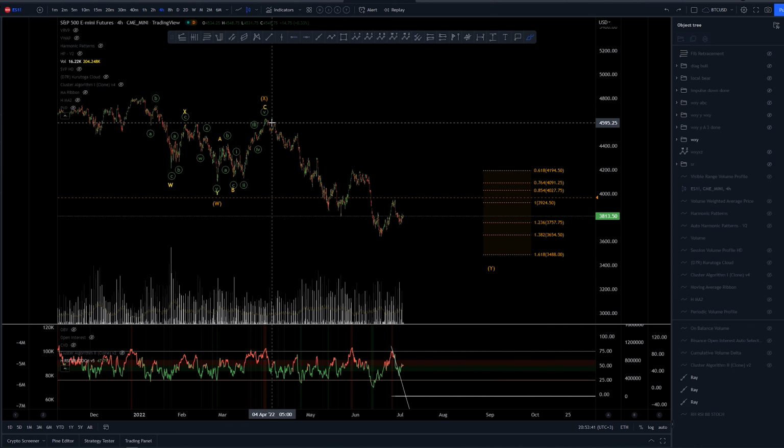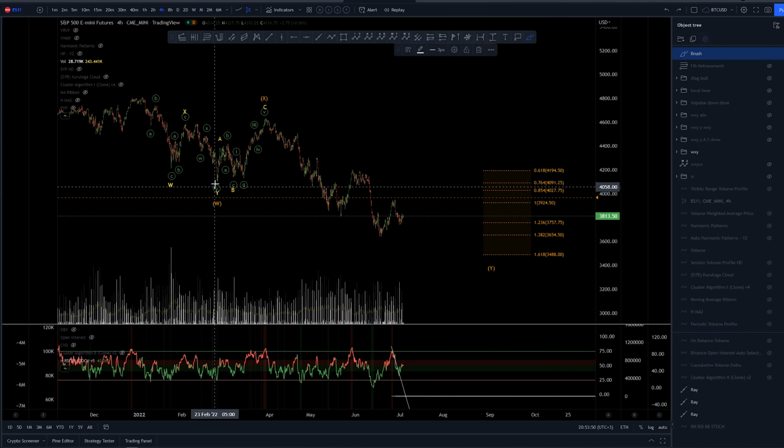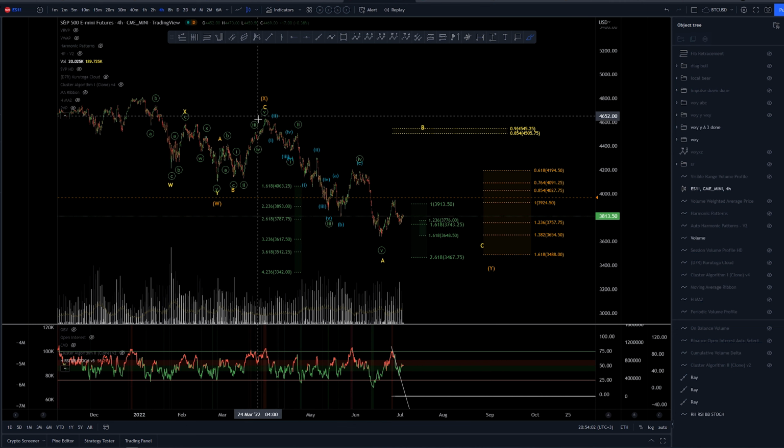I'm counting it like this. If you have something against that, then I guess that's your issue. But for now, I am using this as an ABC into X, and then we would be looking for wave Y on this higher time frame. This is the least likely scenario for me, at least.